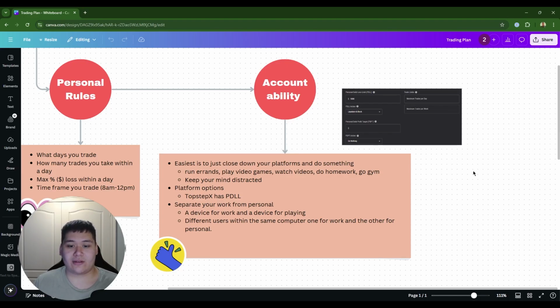a video game so you can distract your mind from it. Basically, keeping your mind distracted is what you're trying to do. So even if you win, say if you win within the day, close down your platform, open up a video game, and play video games, or do homework, or do something to just distract yourself.